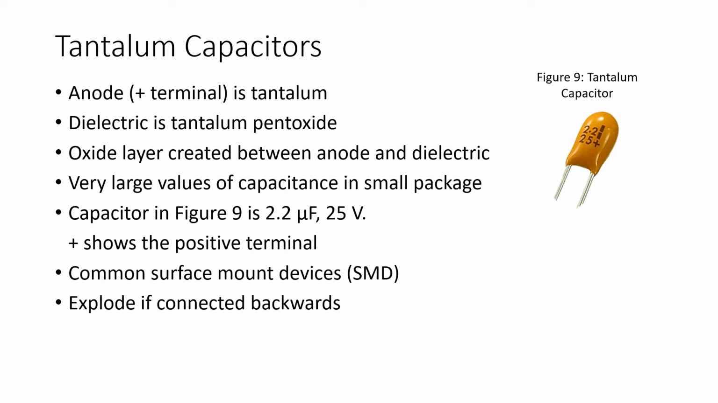The capacitor we see in figure 9 has a value of 2.2 microfarads, a DC working voltage of 25 volts, and notice on the case the plus sign denotes the positive terminal. Again, these capacitors will explode if they're connected in the circuit incorrectly. Now, most of the surface mount capacitors that you will encounter are tantalum capacitors. So we can have, again, a large value of capacitance in a very small package size.